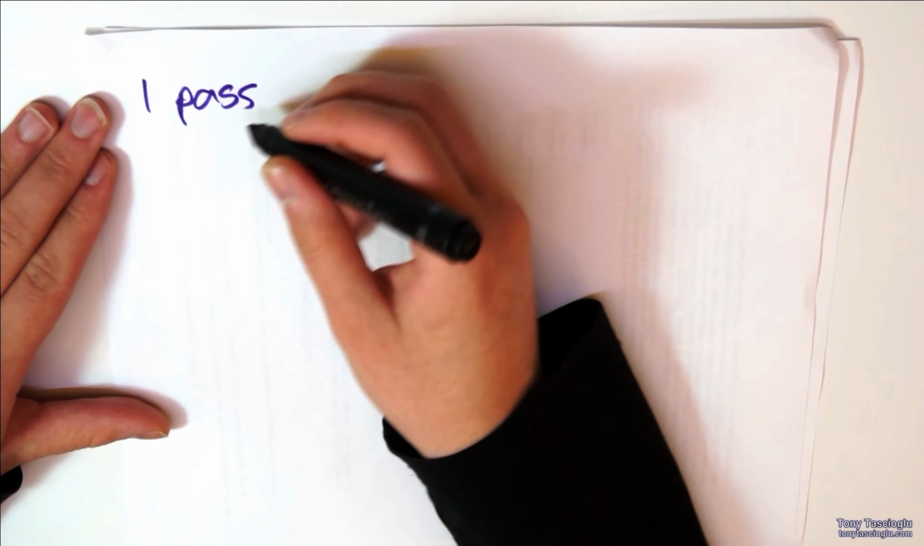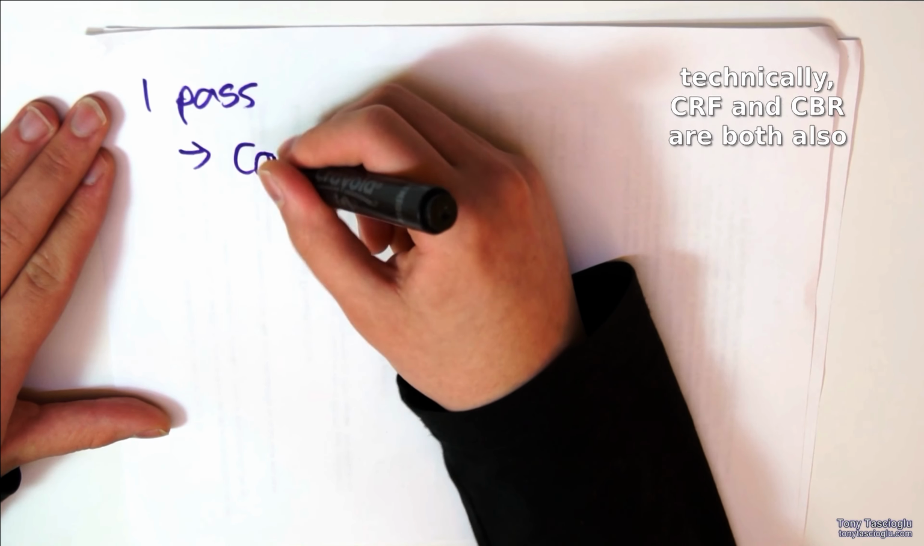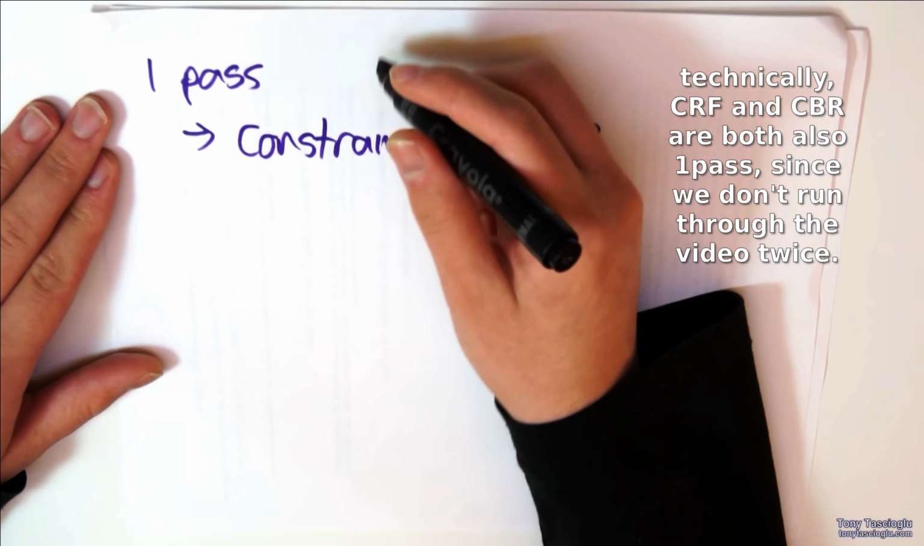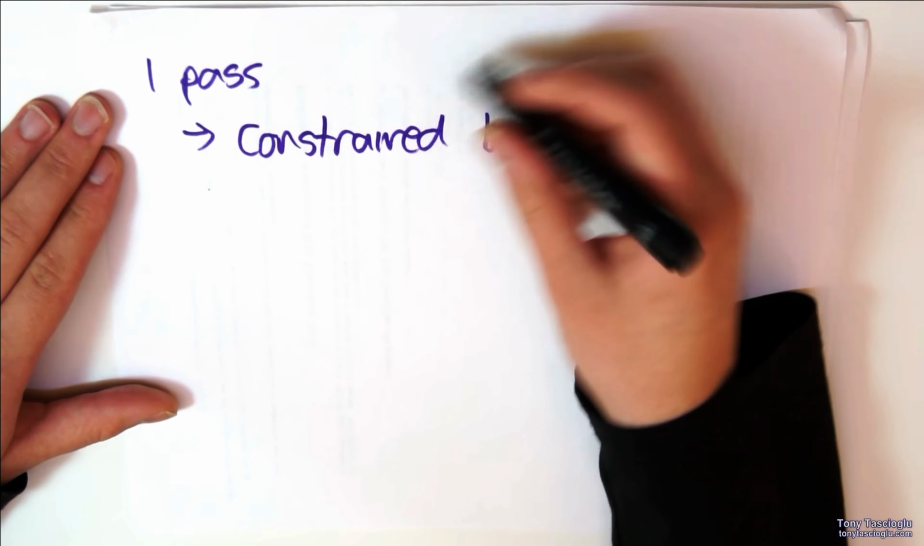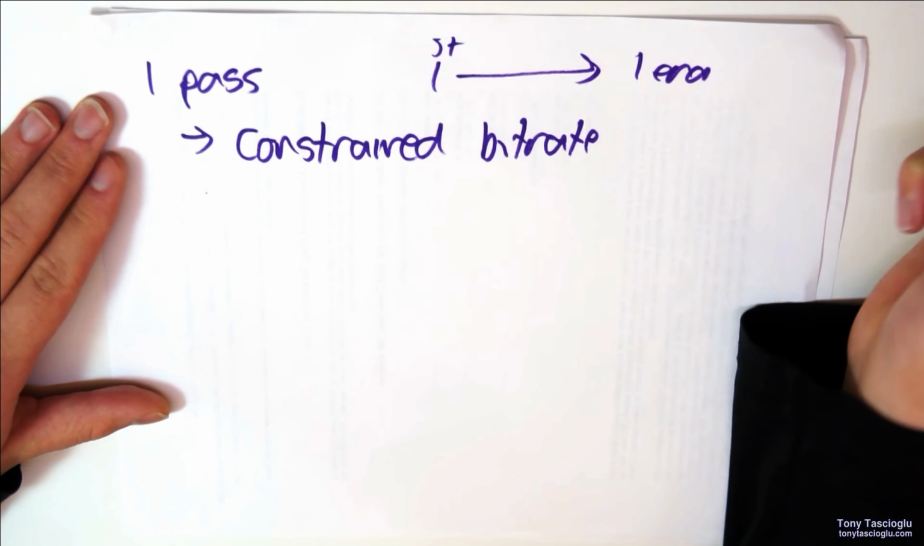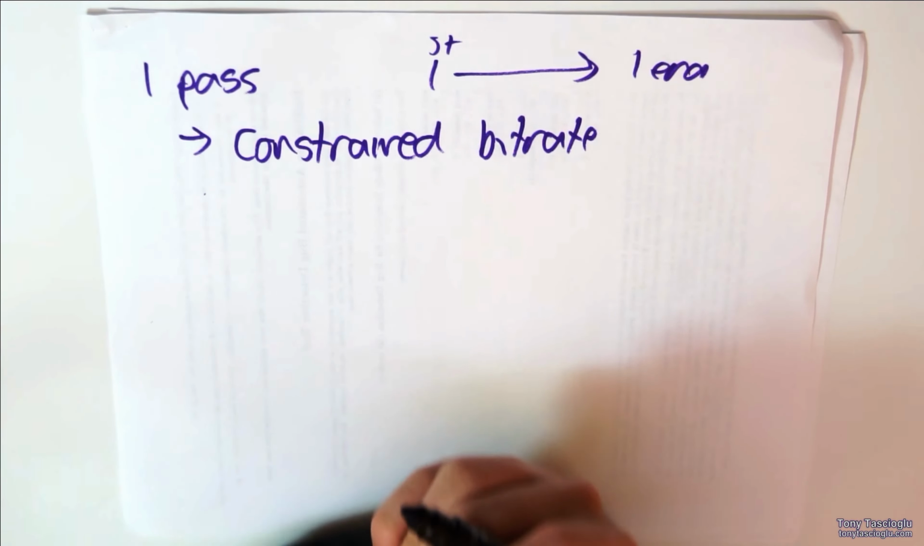Next is one-pass encoding. One-pass encoding is essentially like CRF, but we put a cap on the bitrate. It's also sometimes called constrained bitrate. Mind you, all one-pass means is that we do one pass through the video. So if here's my video from start to end, we are going to do one pass through it and do any detection, anything we need to, all in that one run.